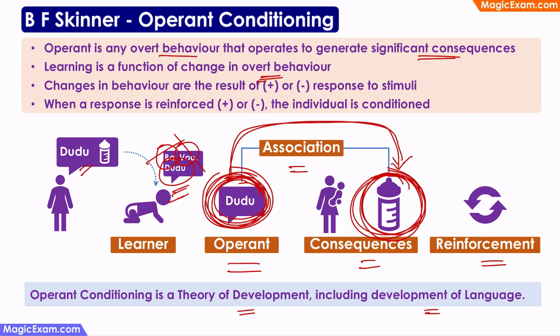And changes in behavior are the result of positive or negative response to stimuli. That is, if the child is crying and the mother says "stop crying" and then comes and gives him a beating, he starts associating the words "stop crying" with beating. So he realizes that if he hears the words "stop crying", then he should immediately stop whatever he is doing, because otherwise he'll get a beating. Right? So that way he is negatively responding to the stimulus, being the words "stop crying". And when any response is reinforced positively or negatively, the individual is conditioned. So this is B.F. Skinner's operant conditioning theory.